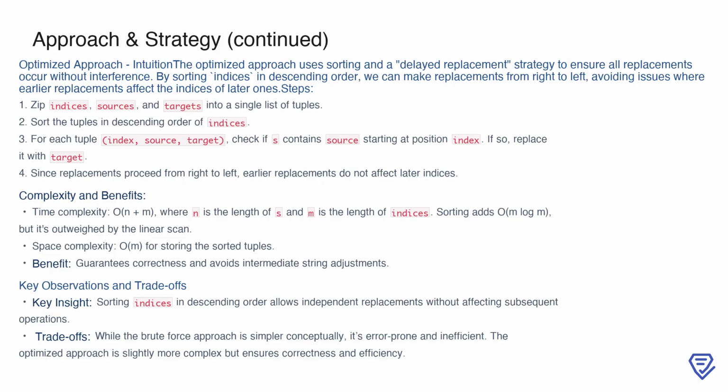For each tuple, we check if the substring in S starting at the given index matches the corresponding source. If it does, we replace it with the target. This approach is highly efficient, with a time complexity of O(n + m), where n is the length of the string and m is the size of the indices array. The additional space required is O(m), for storing the sorted tuples. By avoiding intermediate string adjustments and ensuring replacements are independent, this method guarantees correctness and improves efficiency.